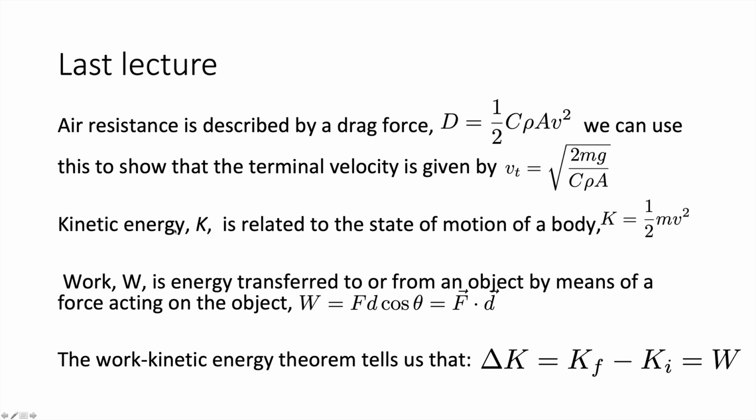So the kinetic energy is represented with the letter K, and it's related to the state of motion of a body. So the kinetic energy is just a half mv squared. And we saw that work, W, is energy transferred to or from an object by means of a force acting upon the object. And it can be calculated by using work is equal to the force times the displacement times the cos of the angle between them, or we can write this as a dot product, F dot d.